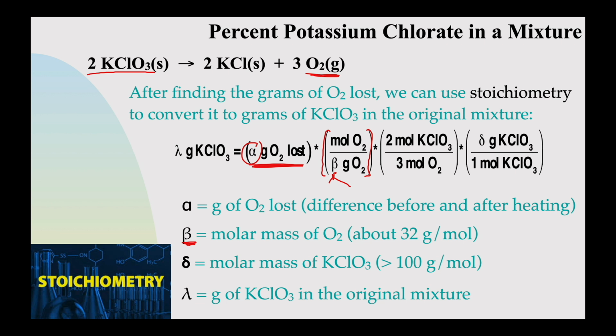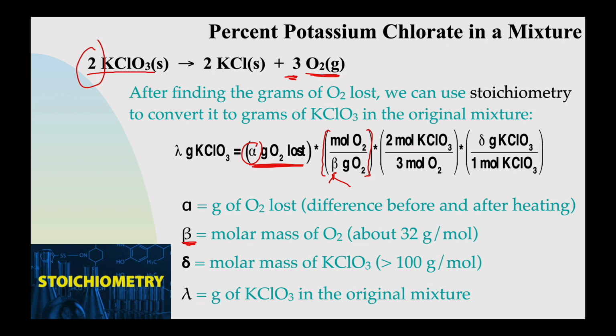So you'd put 32 in for beta, and that would turn your grams of oxygen into moles of oxygen lost. Then we've got this 2-3 ratio right here. This comes from the fact that for every 3 moles of O2 that were lost, you had to have 2 moles of potassium chlorate in the original mixture. So we're turning moles of oxygen lost into moles of KClO3 in our original mixture using the stoichiometry of this balanced equation.